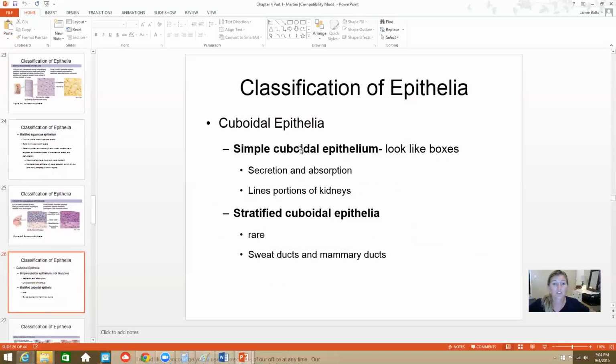Cuboidal epithelium is usually simple, not stratified, and it looks like little boxes, as I said, and this is for absorption and secretion, mostly found in the kidneys.